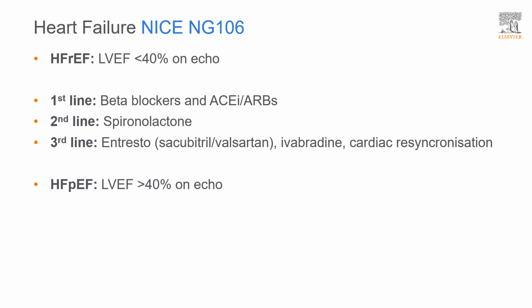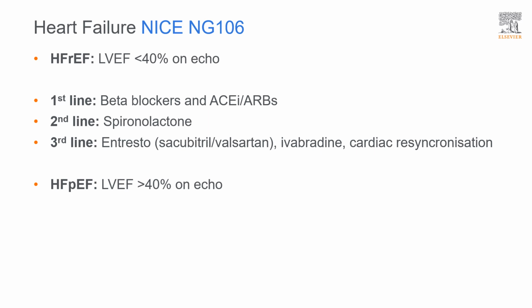Now, when we talk about heart failure, it's really important to distinguish between heart failure with reduced ejection fraction and heart failure with preserved ejection fraction. Heart failure with reduced ejection fraction, which our patient likely has, is defined by an ejection fraction of less than 40%. So we want to aim to initiate treatment with beta blockers and ACE inhibitors as first-line therapy to improve the prognosis.